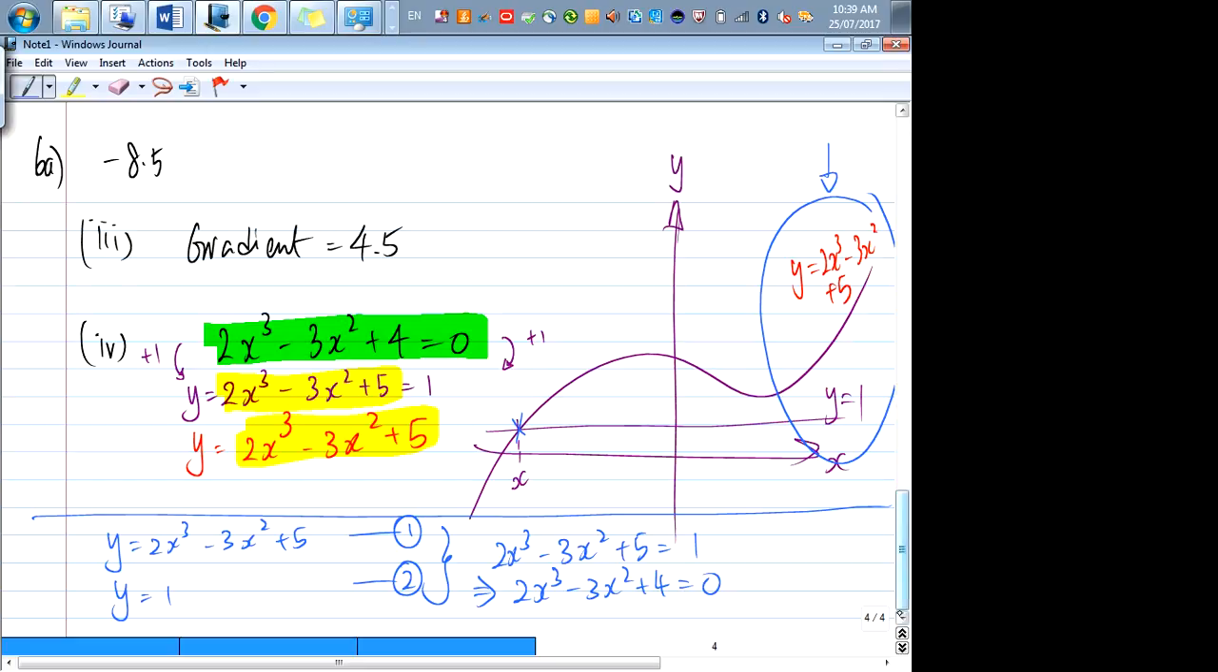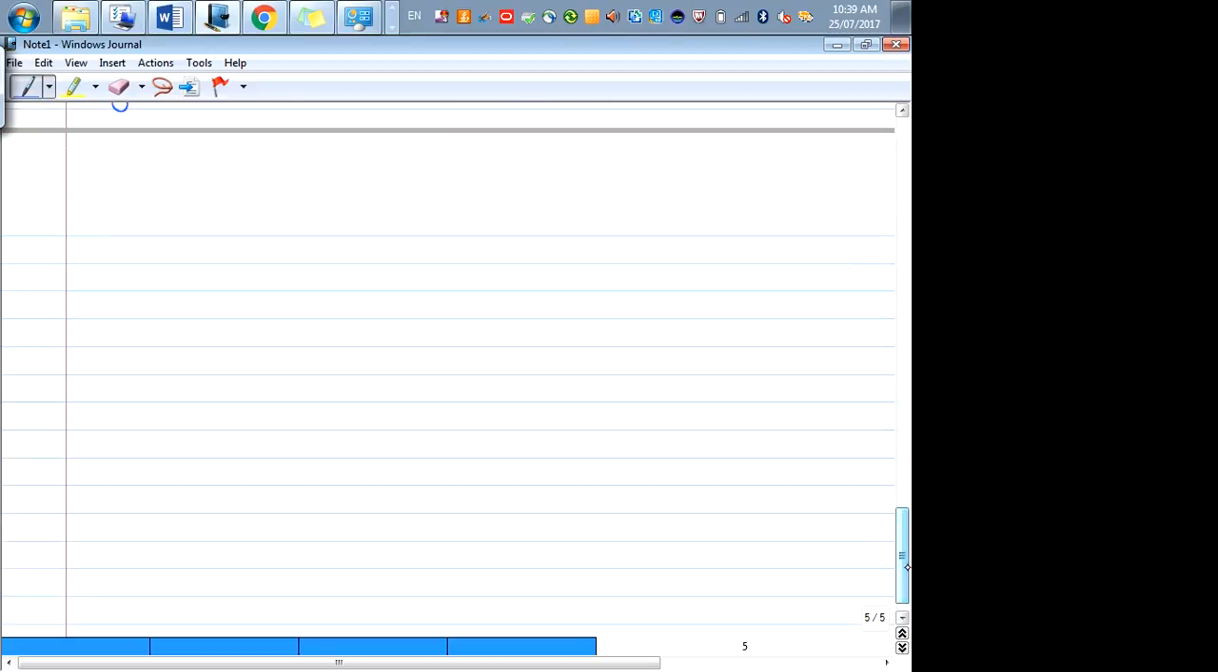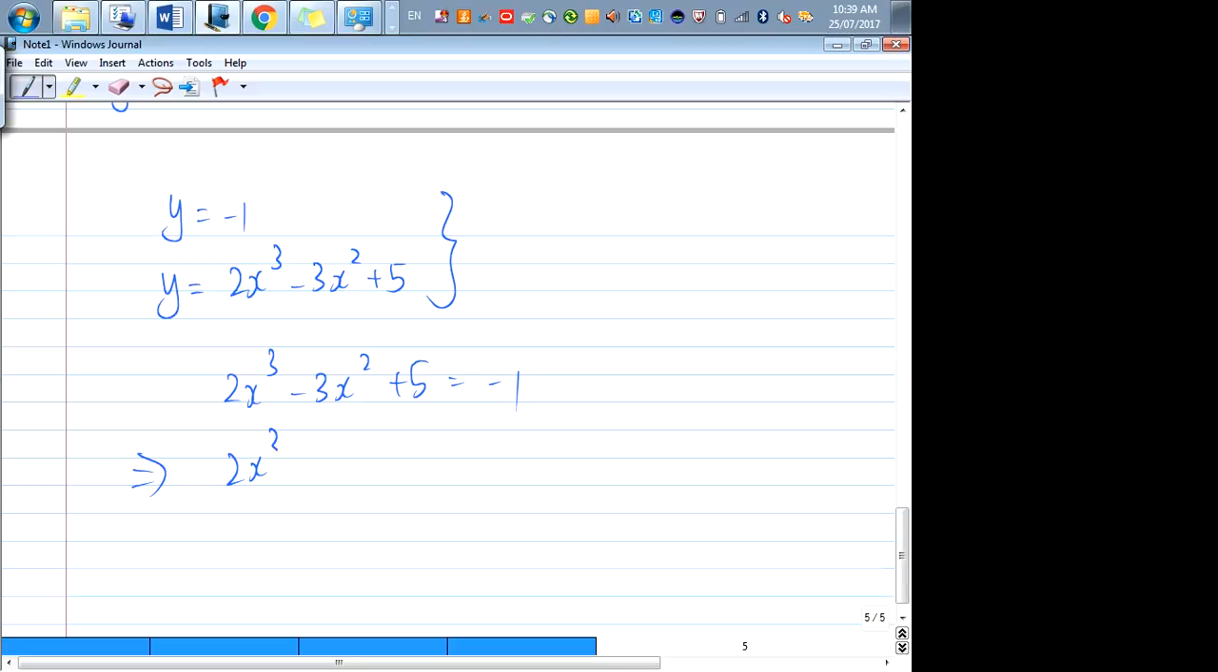Let's see. So what Brian is suggesting is, let us draw the line of y equals to negative 1, and then you have another equation that is from your curve, right? Y equals to 2x cubed minus 3x squared plus 5. Correct? These are the two equations you have. If you solve them simultaneously, what are you going to get? Then you will have 2x cubed minus 3x squared plus 5 equals to negative 1. That means 2x cubed minus 3x squared plus 6 equals to 0.